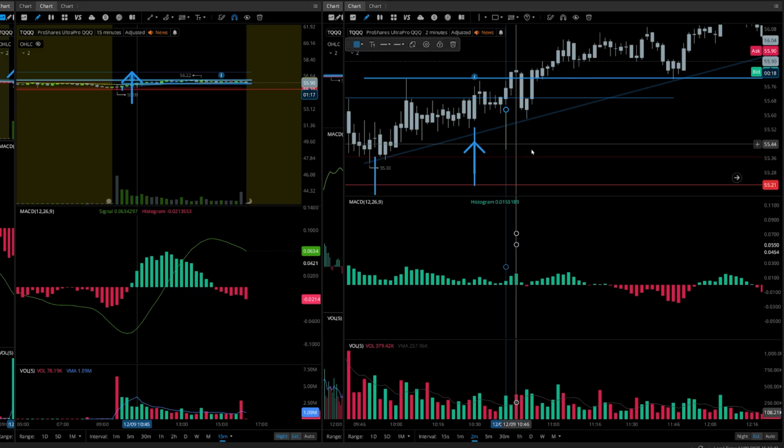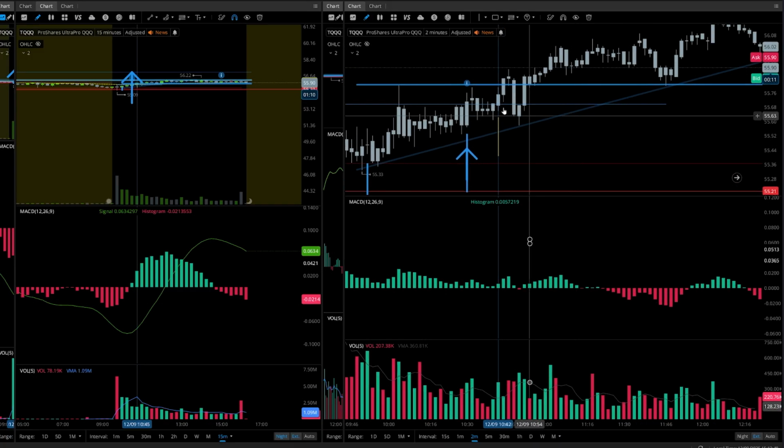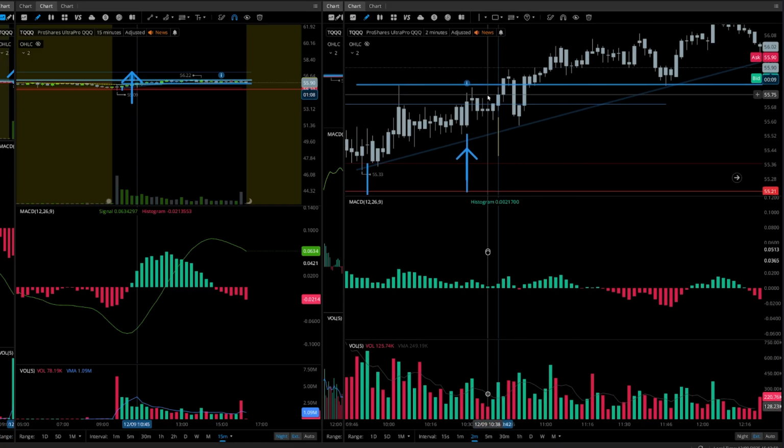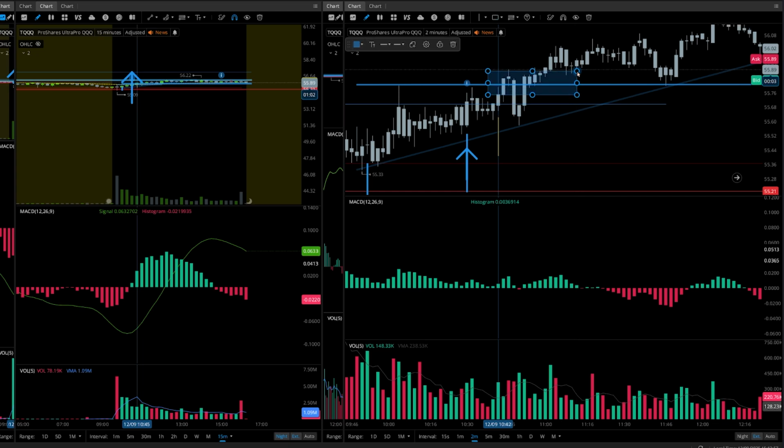So look what happens right here. We get a pop-up on the histogram. We get a power volume bar. We enter the trade with a 1-to-1. Entry is here. Stop loss is slightly below this candle. Target a 1-to-1, and that was a win.